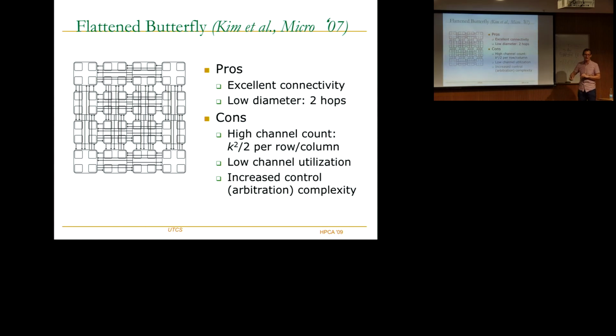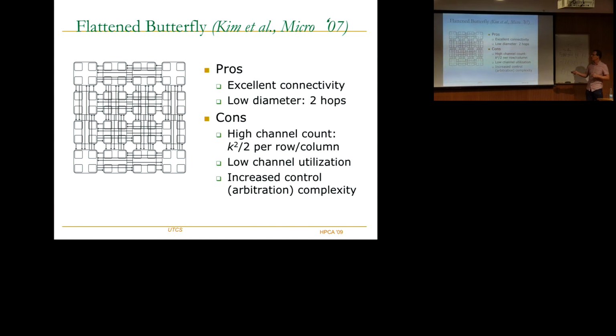Yeah, I mean, this has some layout issues, of course. We're going to have something that's better to lay out, in my opinion. But it's going to lose some of the benefits of this also. So the pros of this is it's excellent connectivity, as you can see. You get low diameter. It's 2 hops. If you want to go from here to here, you hop onto this express channel from here to here. And then from here to here, you hop onto this express channel. That's 2.